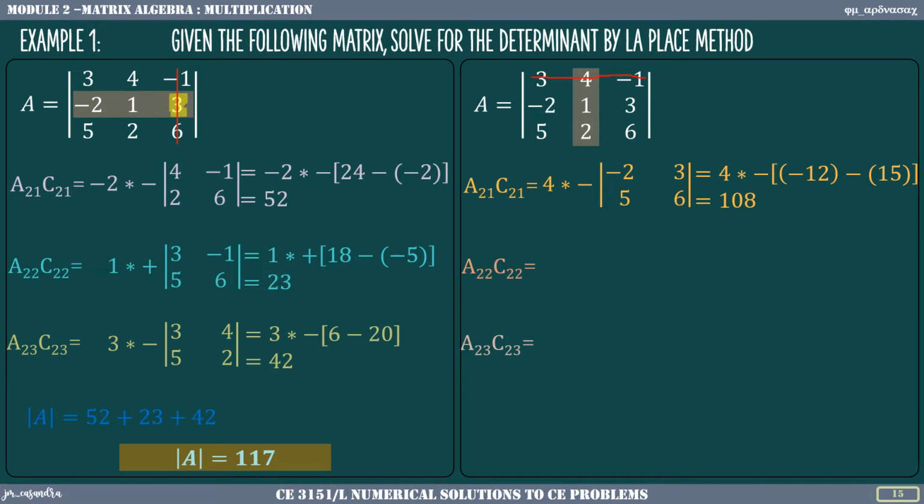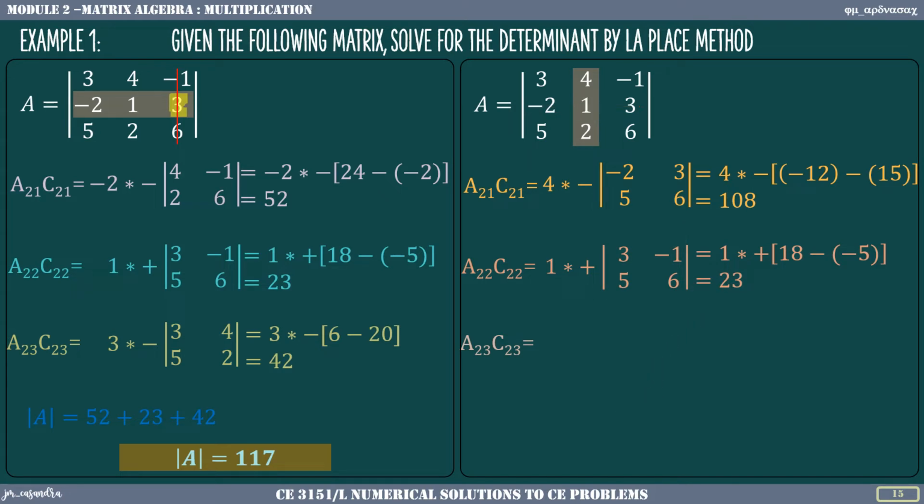Next, we move on to element 2, and eliminate the second row. So we'll have A22, which is 1, and its cofactor will have a positive sign. Its minor matrix is 3, 5, negative 1, and 6. Computing, we'll have 1 times positive, 3 times 6 minus 5 times negative 1, which is equal to 23.